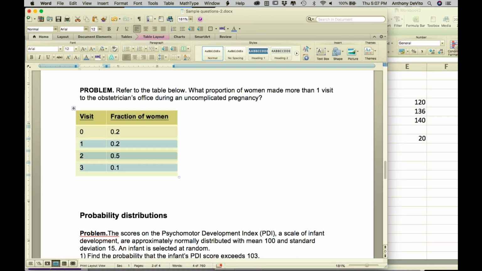Given that a woman made a visit to the obstetrician, what's the probability that she went there three times? This is conditional probability. Given that a woman made at least one visit, now we're only talking about these, because that's the condition that's satisfied. What's the probability that they went three times? Well, it's going to be 0.1 divided by 0.8, which is 12.5%. Okay, good.